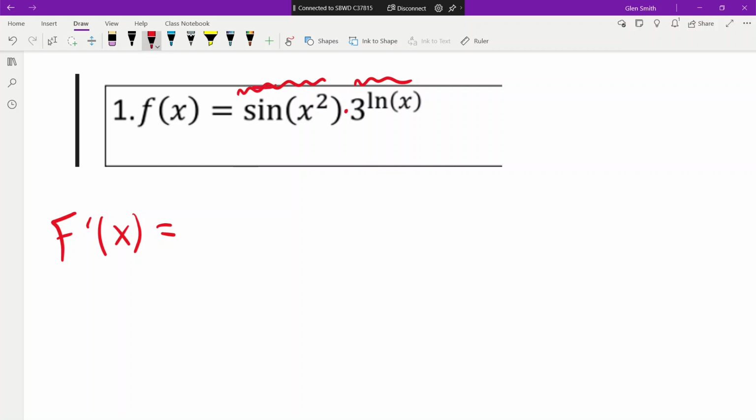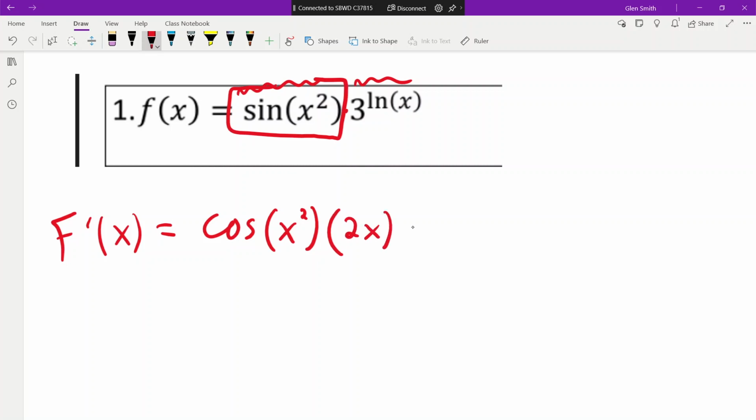So the derivative of sine of something is cosine of that thing. But because what's inside is not x, we do the chain rule and multiply by that. And then we multiply by the second thing. Second function.